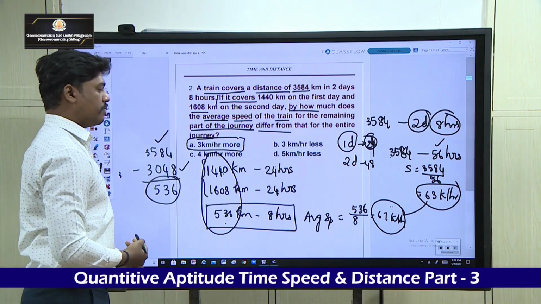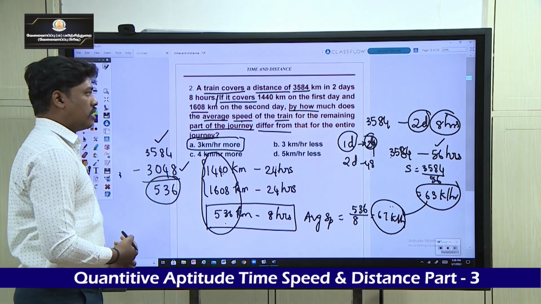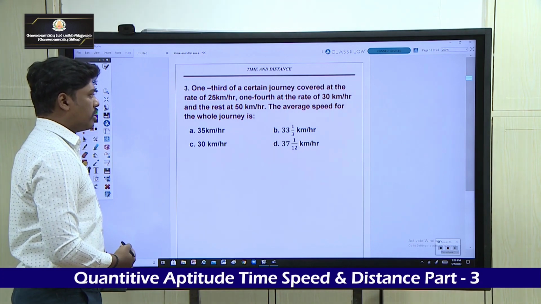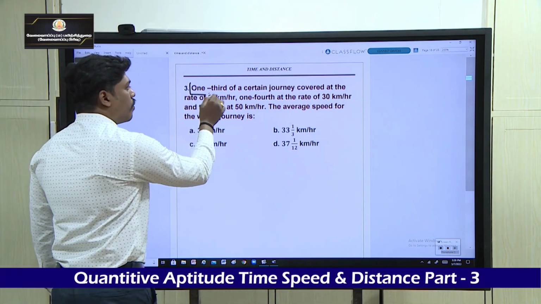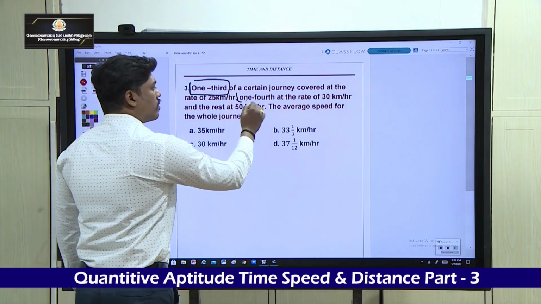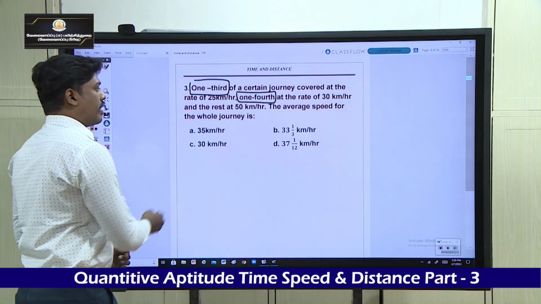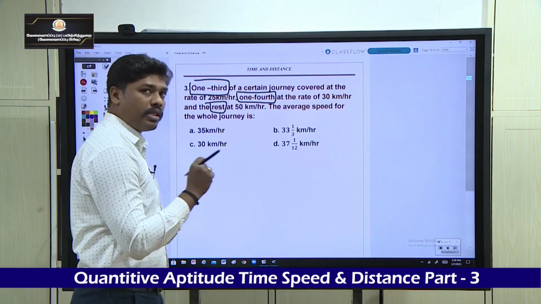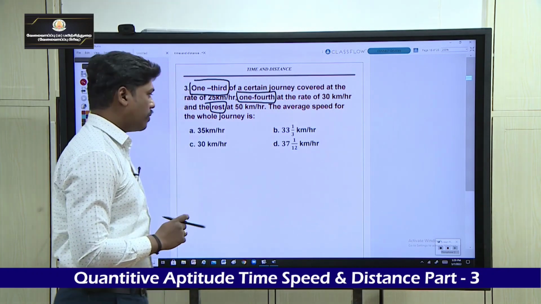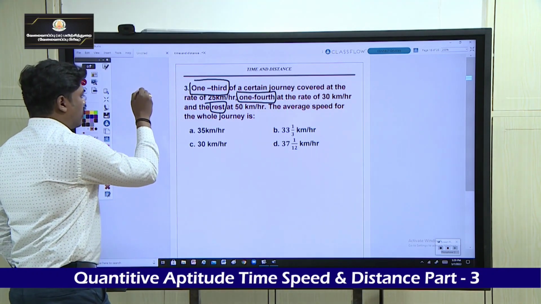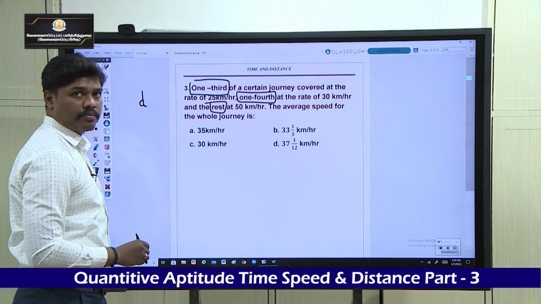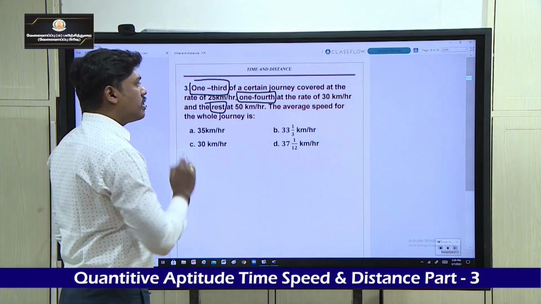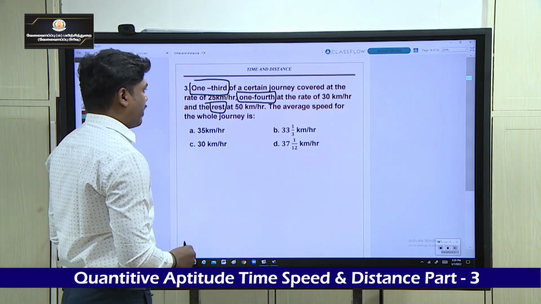Okay, is that clear? Okay. So next problem based on average speed. Look here, we are having 1/3, 1/4, and the remaining. These are the important points here. So 1/3 of a certain journey. Let us take the total distance as d. In this total distance, 1/3 they are covering at a speed of 25 kilometer per hour.